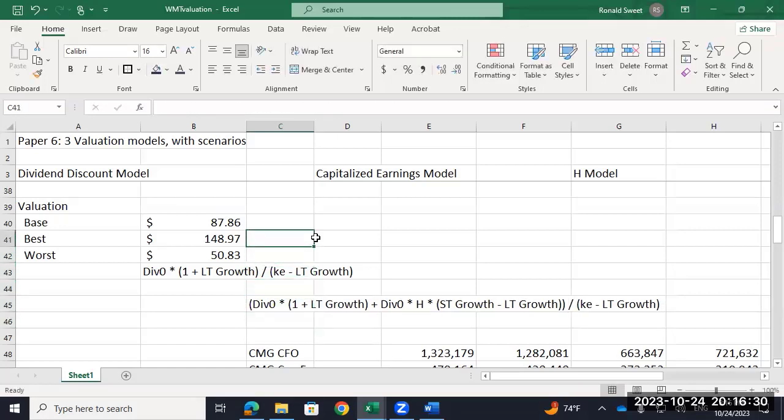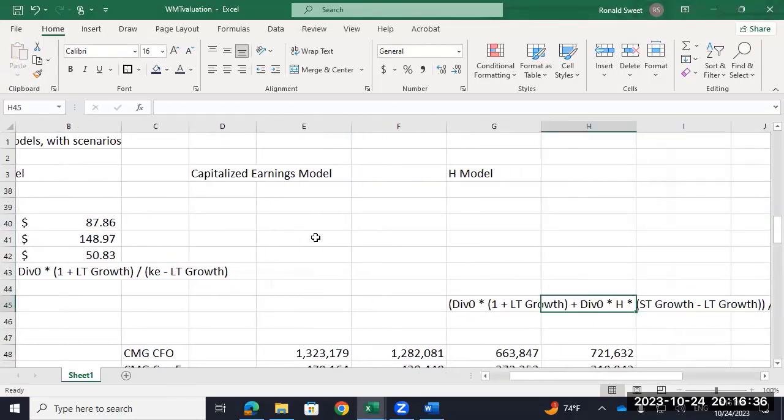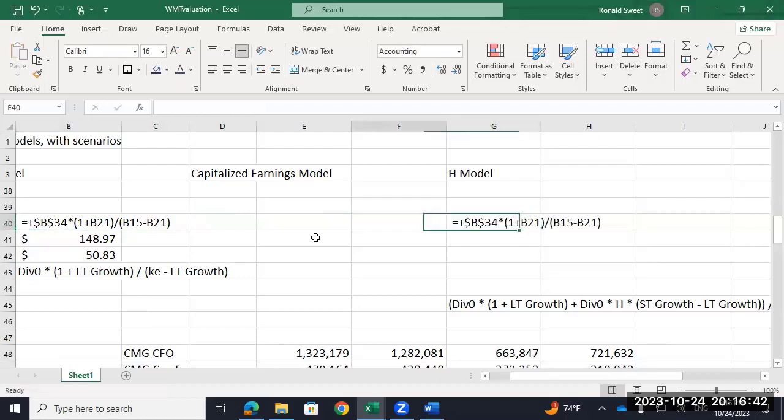All right. So if we do that, the nice thing about this is, this is the H model. The nice thing about that is you've already got the formula set up here.